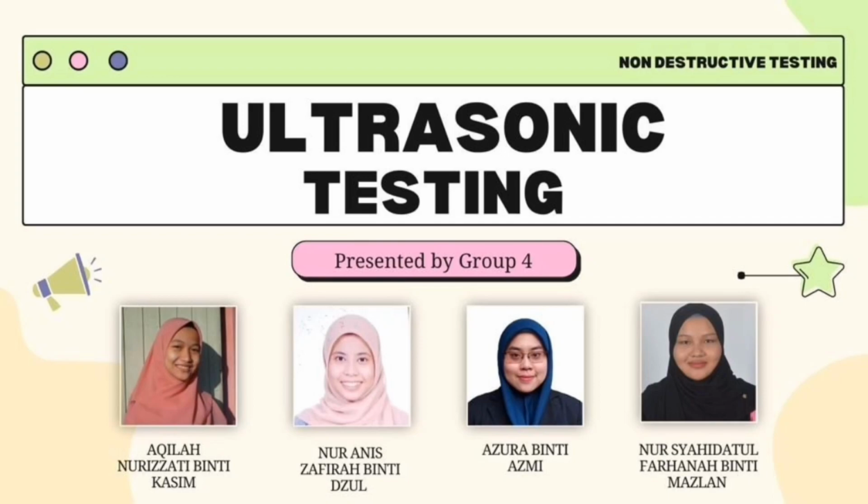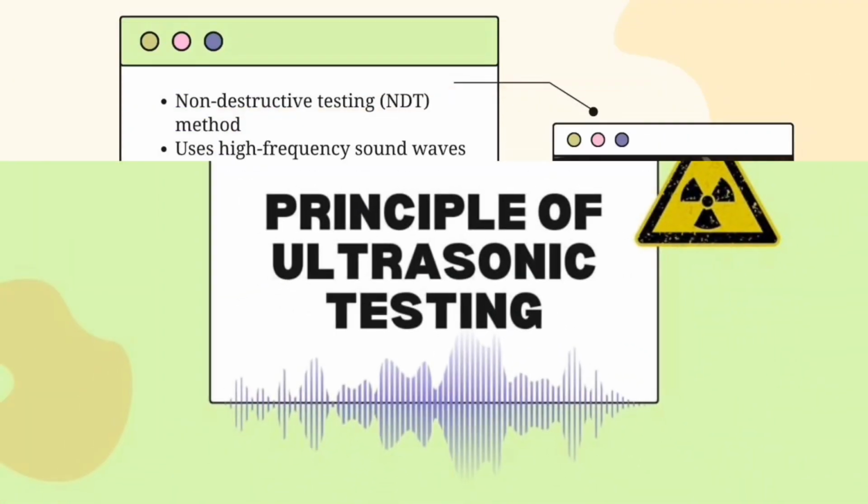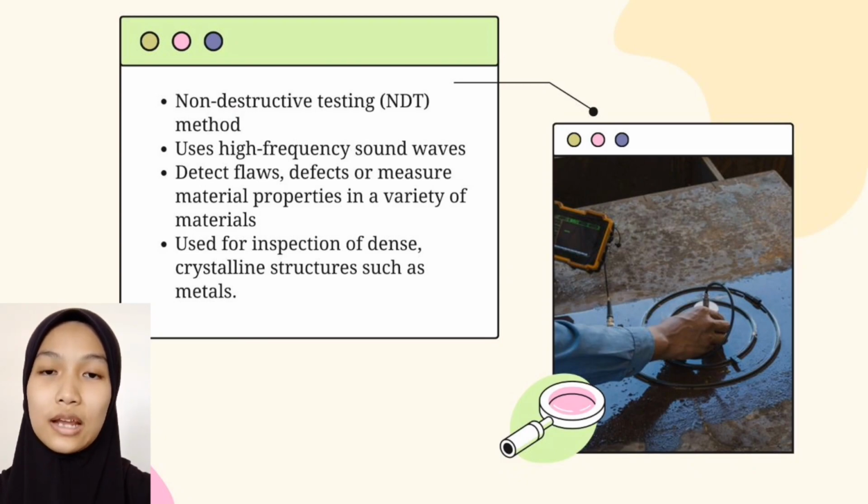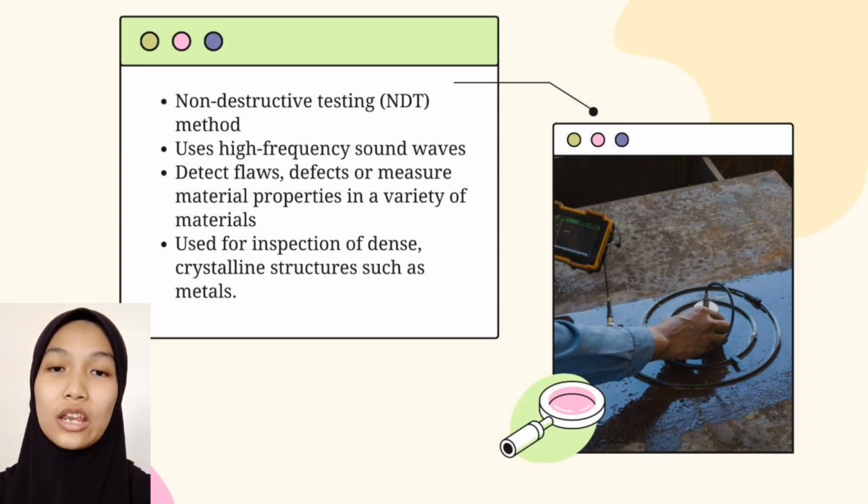I will start with the principle of ultrasonic testing. Ultrasonic testing, UT, is a non-destructive testing method that uses high-frequency sound waves to detect flaws, defects, or measure material properties in a variety of materials without damaging the object or material being tested. UT is ideally used for inspection of denser crystalline structures such as metal. Ceramic, plastic, composite, and concrete can also be successfully inspected, but with reduced resolution, since the attenuation in these materials is higher.